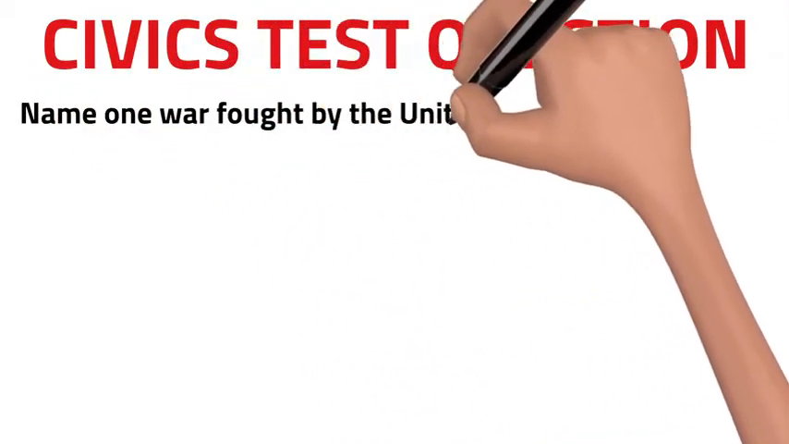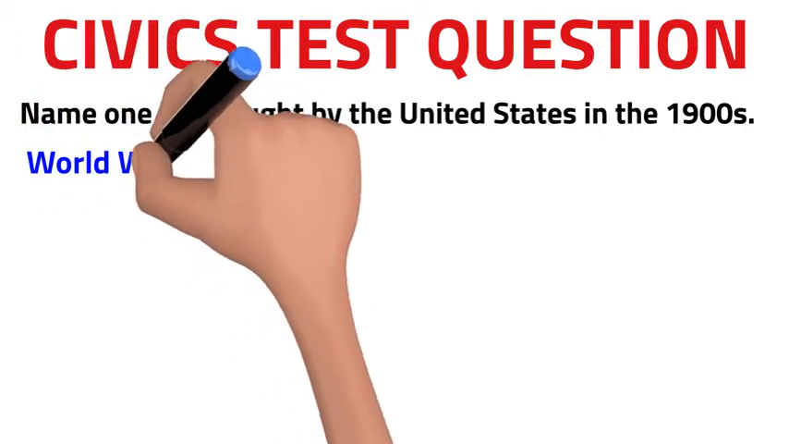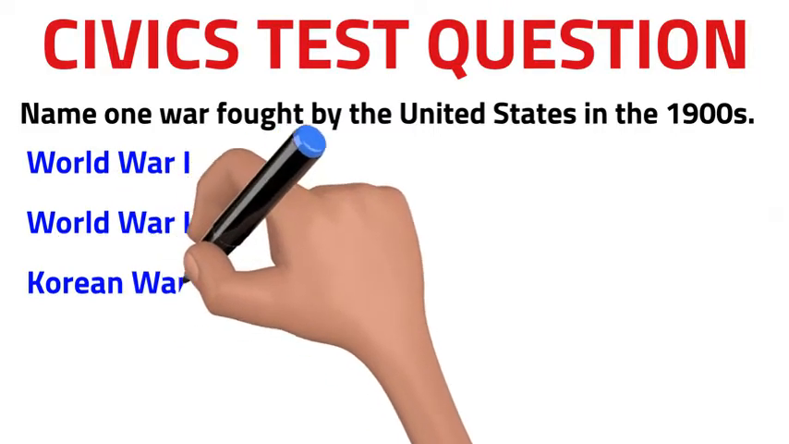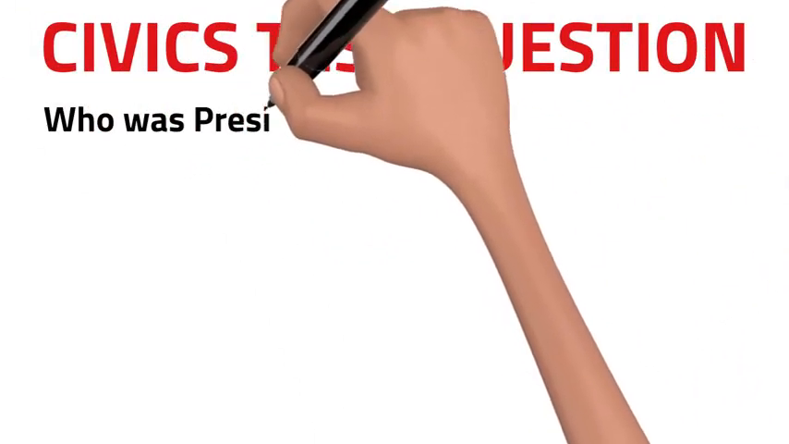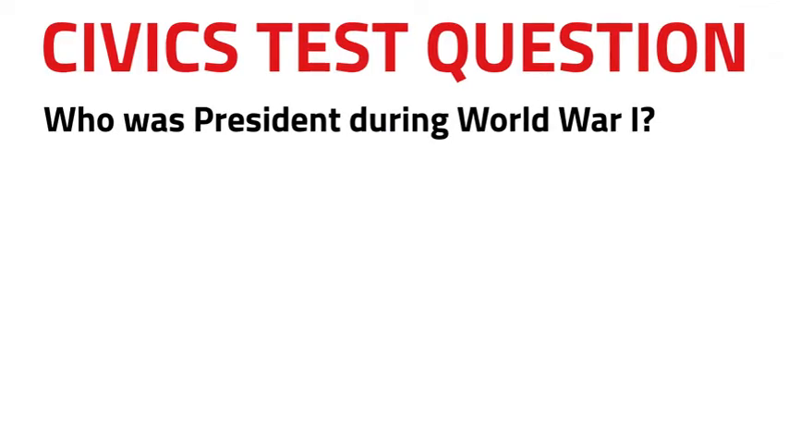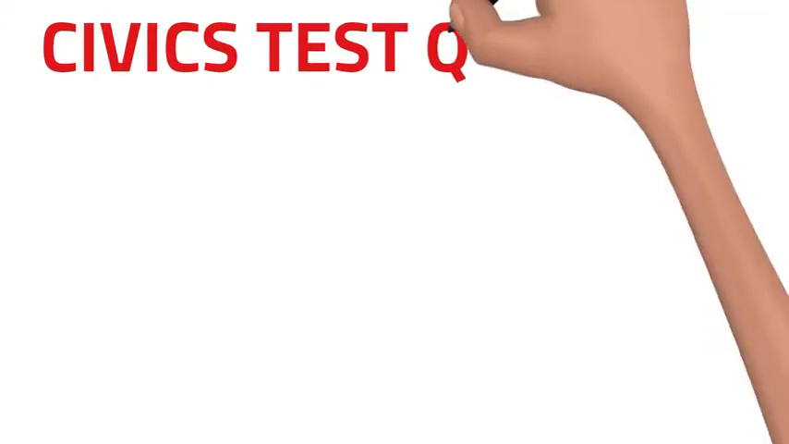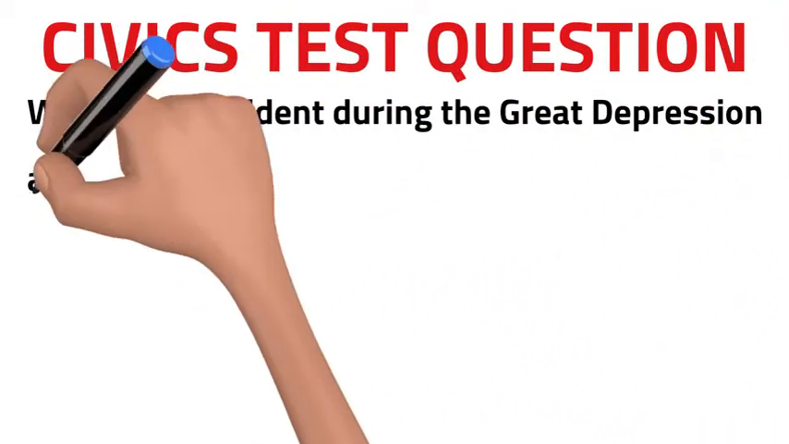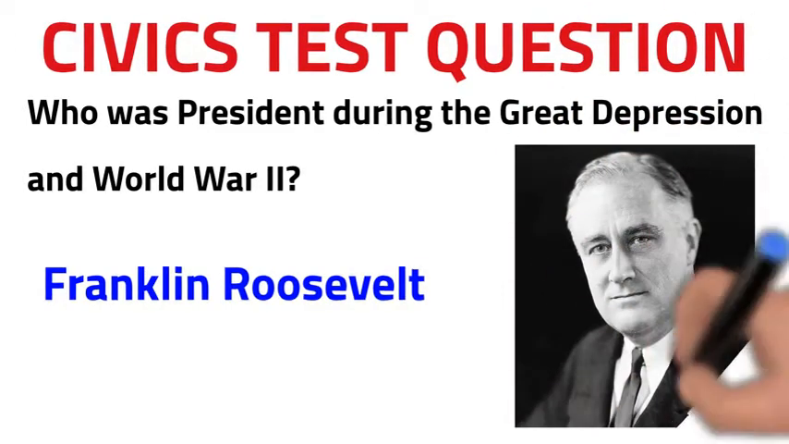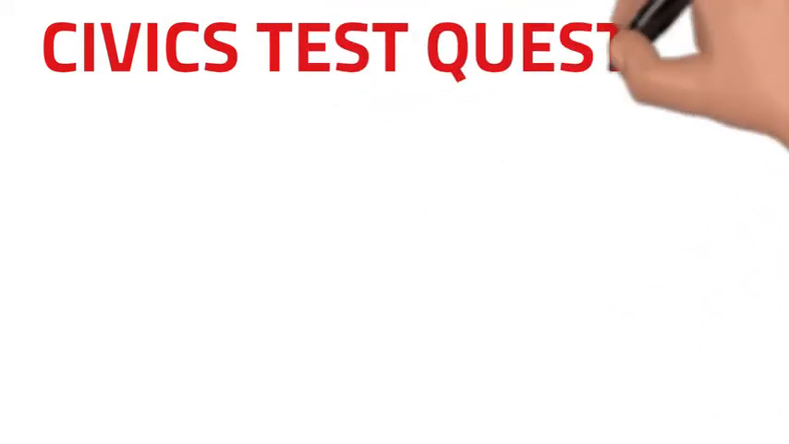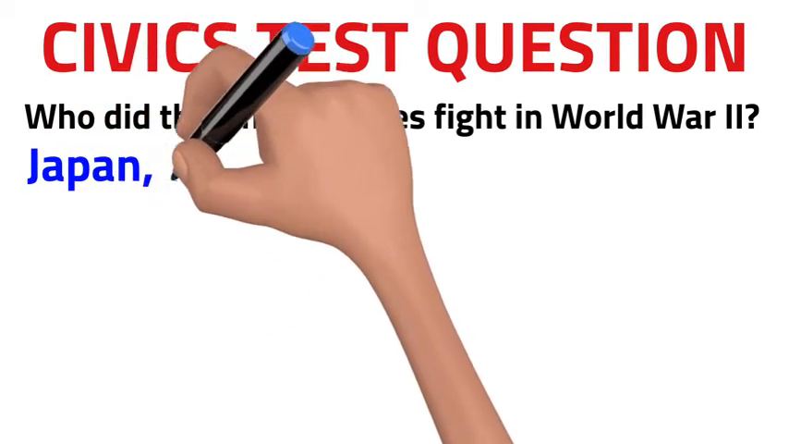Name one war fought by the United States in the 1900s. World War I, World War II, Korean War, Vietnam War, or the Gulf War? Who was president during World War I? Woodrow Wilson. Who was president during the Great Depression and World War II? Franklin Roosevelt. Who did the United States fight in World War II? Japan, Germany, and Italy.